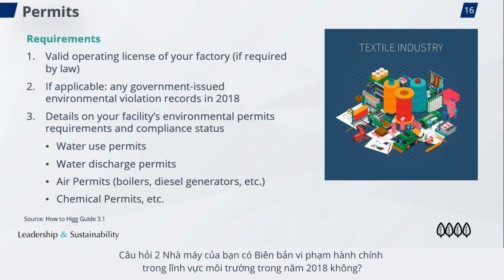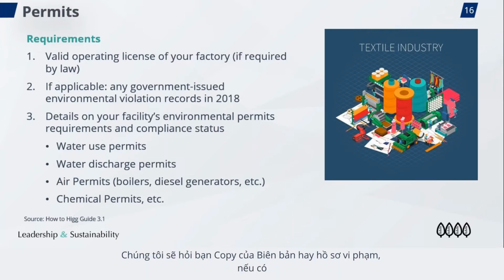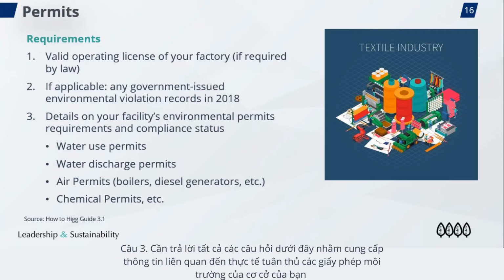Second question is that, did your facility receive any government-issued environmental violation records in 2018? Also in here, documentation required. We are going to ask you for a copy of government-issued violation records. In the final part of this section, please complete also all questions to provide details on your facility's environmental permits requirements and compliance status, such as water use permits.